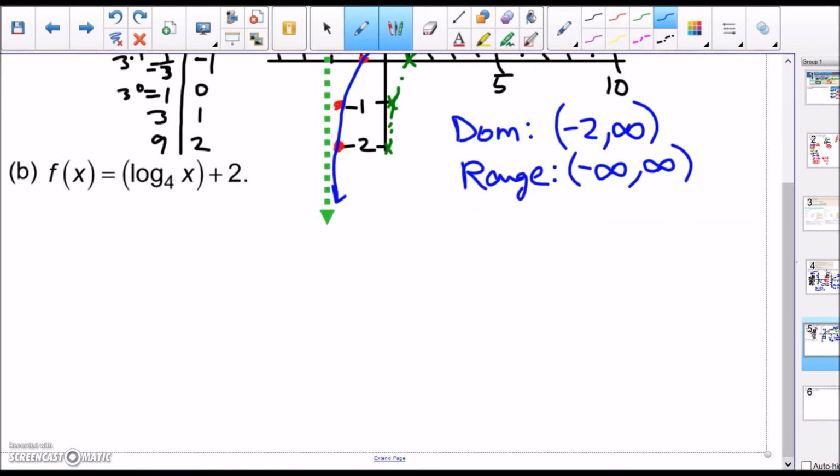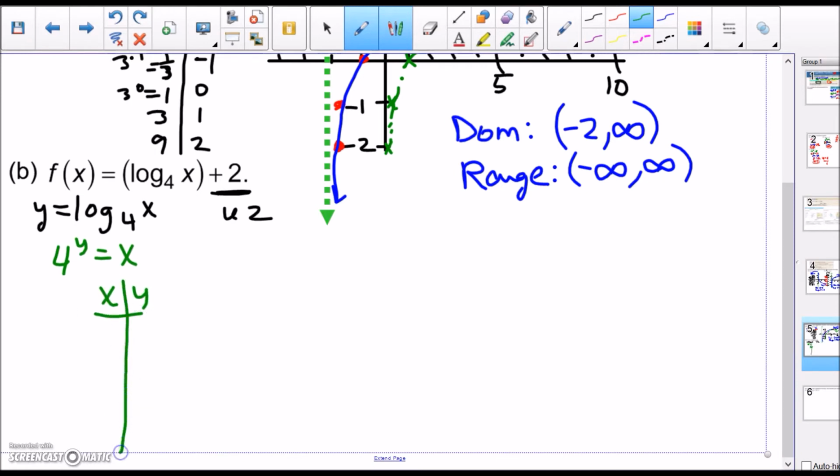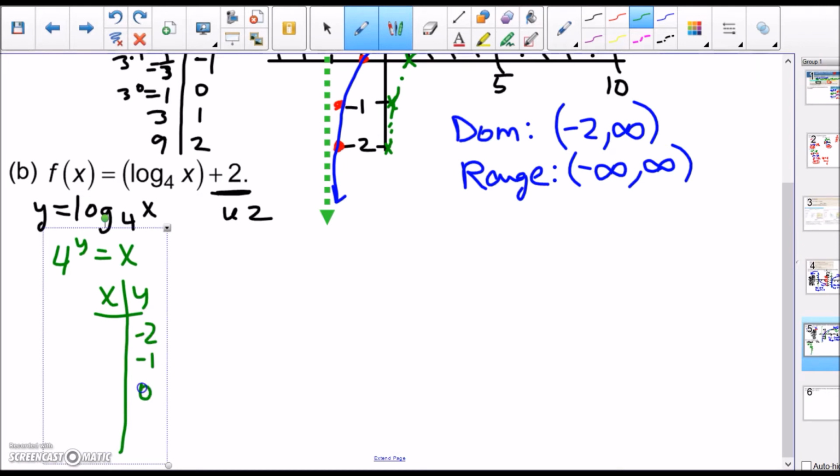So part B, let's pick up the pace a little bit. I see that it's going to be a shift up 2. Otherwise, we're looking at y equals log base 4 of x. So it's definitely going to be a base 4. And so if we make our table, 4 to the negative second, flip it and square it, that's 1/16. 4 to the negative first, flip it, that's 1/4. 4 to the 0 is 1, 4 to the first is 4, 4 to the second is 16.